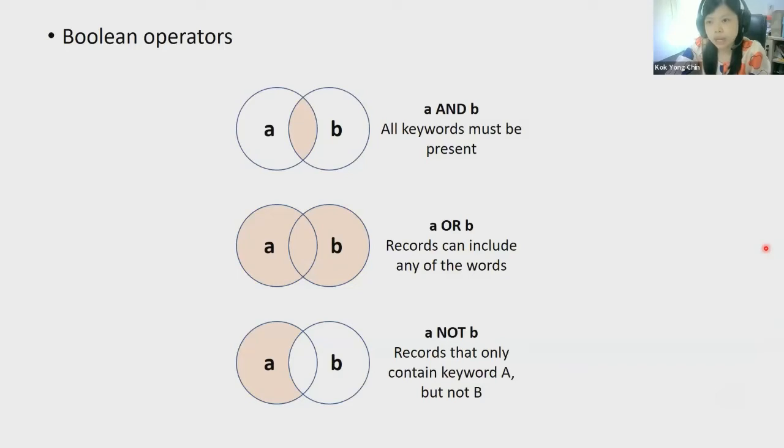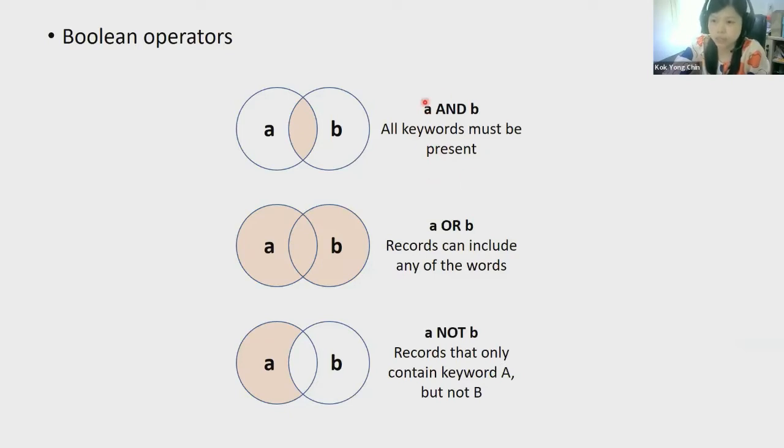Okay, in order to do some searching through the search engine, you will need some Boolean operators to help you with all your keywords. So here I will just let you all know some of the Boolean operators that are commonly used. The first one is AND. Here A and B are actually your keywords, the keywords related to the topic that you want to write about. If you have two keywords and you want to do some searching, when you put in the Boolean operator AND, the records that you find must contain all the keywords. So all the keywords must be present.